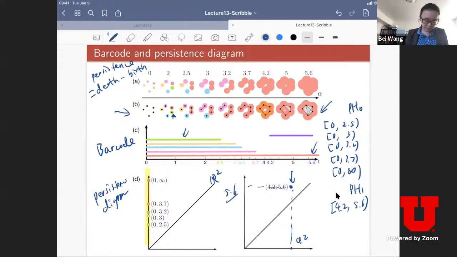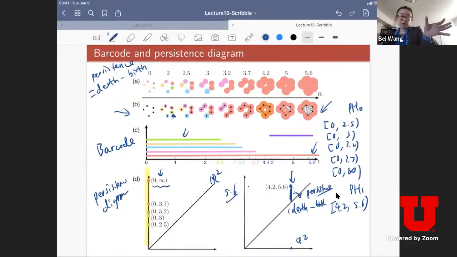Same thing here, I have the infinite persistence one, which is zero goes to infinity. For visualization purposes, I'm going to draw it not exactly at infinity, but at some point closer to the boundary, to denote that this point right here is a point that goes to infinity. And the distance from the point to the diagonal, right? This distance, not this distance, but this distance is basically my death time minus my birth time, and that corresponds to the persistence, okay? So in the barcode scenario, the length of the bar is my persistence.